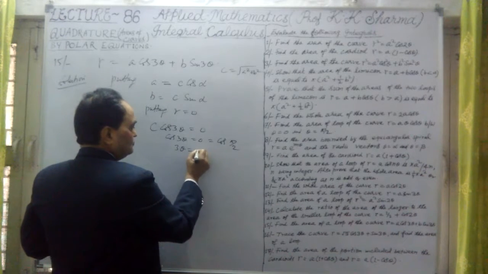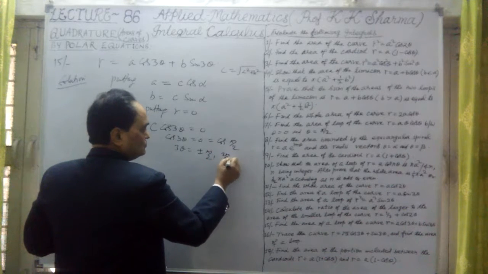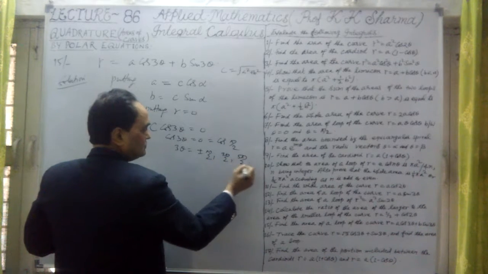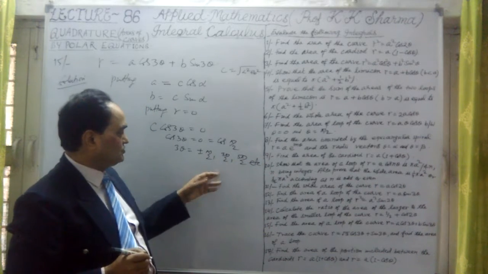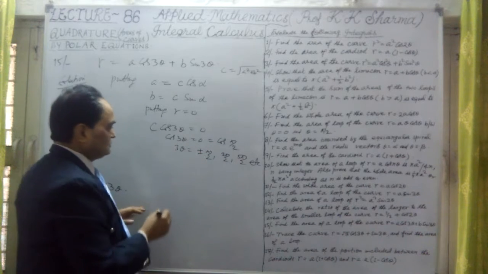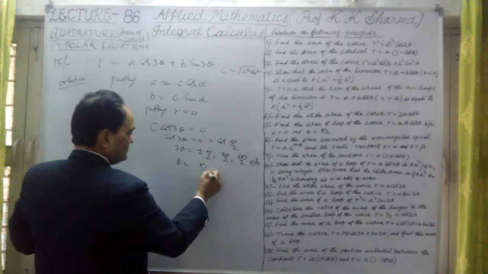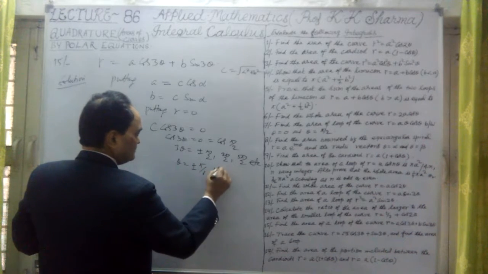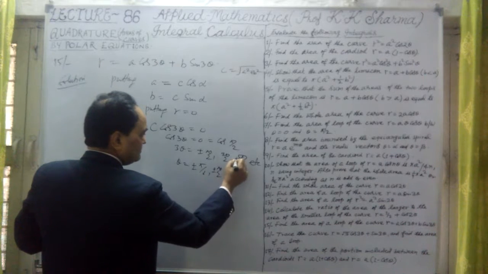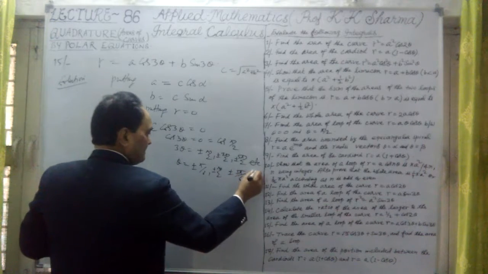3 theta is equal to plus minus pi by 2, 3 pi by 2, 5 pi by 2, etc. For this series of odd multiples of pi by 2, cos is 0. So 3 theta equal to, therefore theta is pi by 6, plus minus pi by 2, plus minus 5 pi by 6, etc.